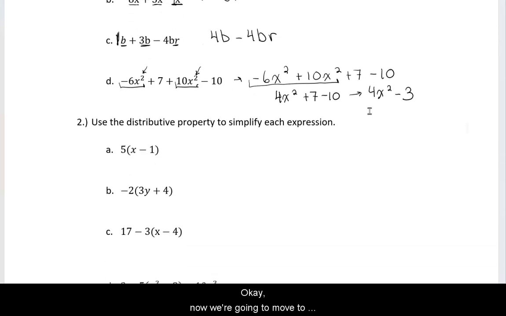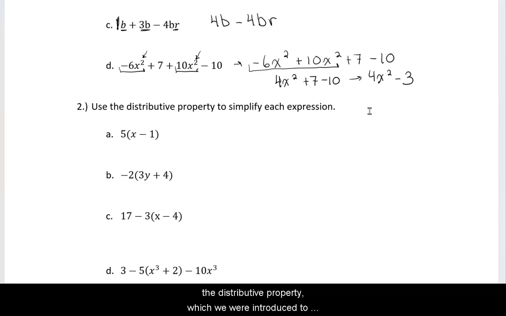Okay, now we're going to move to the distributive property, which we were introduced to as if you have parentheses with something on the outside being multiplied, you can do that multiplication where you take what's on the outside and multiply each thing on the inside. Now, when we were introduced to it, we could simplify what was on the inside of the parentheses. In this case, we can't because they're not like terms. So all we can do is go ahead and multiply through that 5 to each term on the inside. So you have to use the distributive property if what's inside the parentheses cannot be combined.